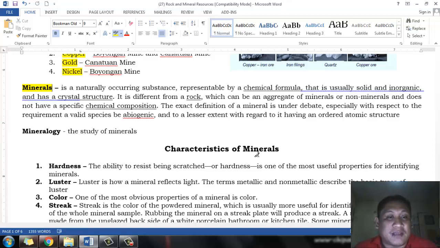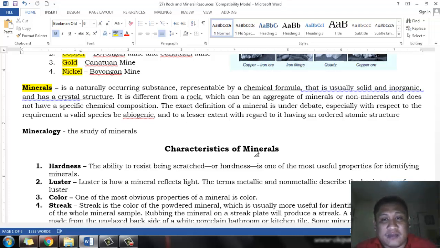especially with respect to the requirement of valid species, whether it is abiogenic or biogenic, because there are some minerals wherein it is actually taken from, when we say abiogenic, meaning it is not coming from a living thing. But when we say biogenic, it is coming from genic, meaning its genesis, its beginning. So bio means life. There is a debate on that, because some people believe that some minerals come from living things, but others are trying to say that no, it's not. It's abiogenic, but some would say biogenic. That is why there could be a big debate on that.